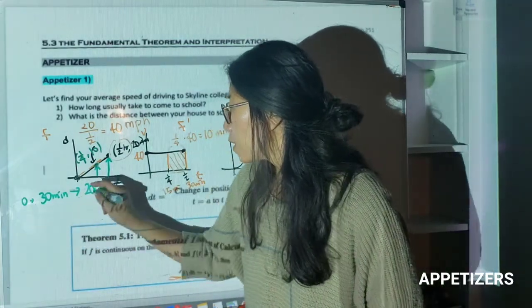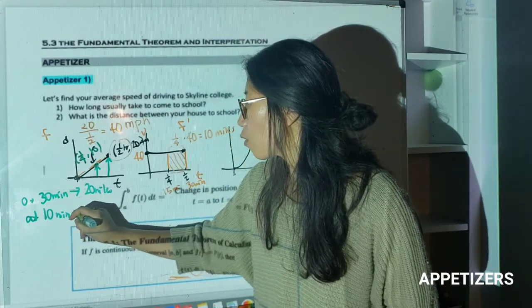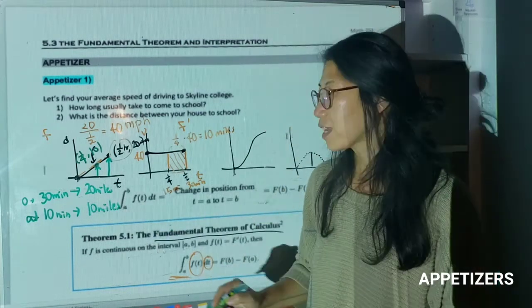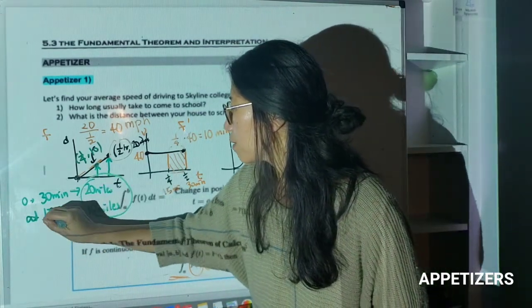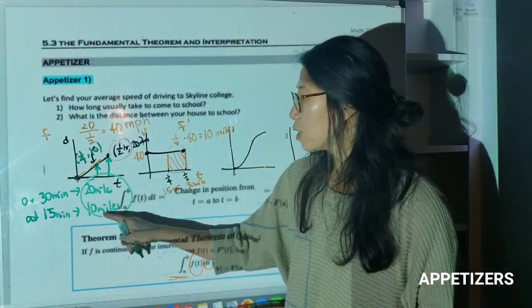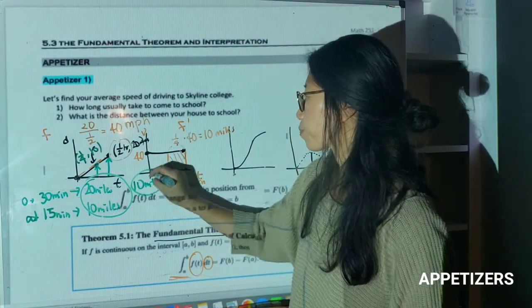Then at 10 minutes, it says I already traveled 10 miles. What can I say then? Then, not 10 minutes, it's 15 minutes, right? Then the rest of the 15 minutes will be 20 minus 10. So it's going to be a distance of 10 miles traveled.